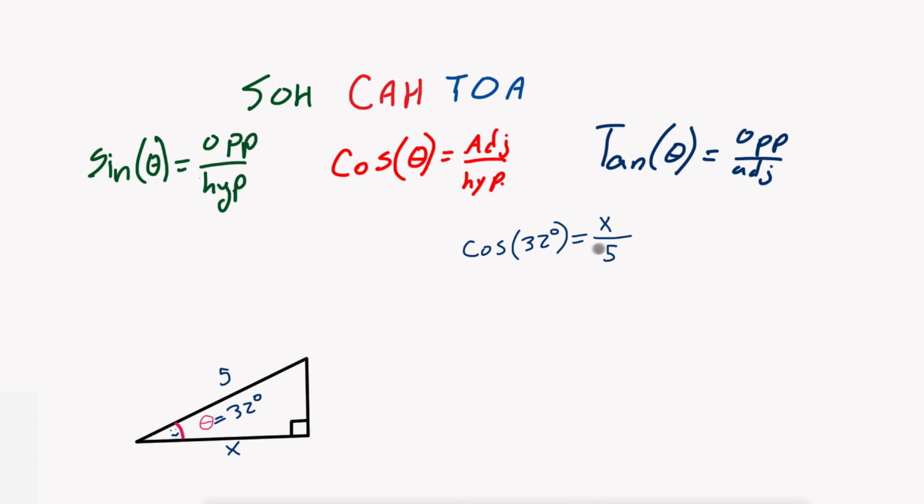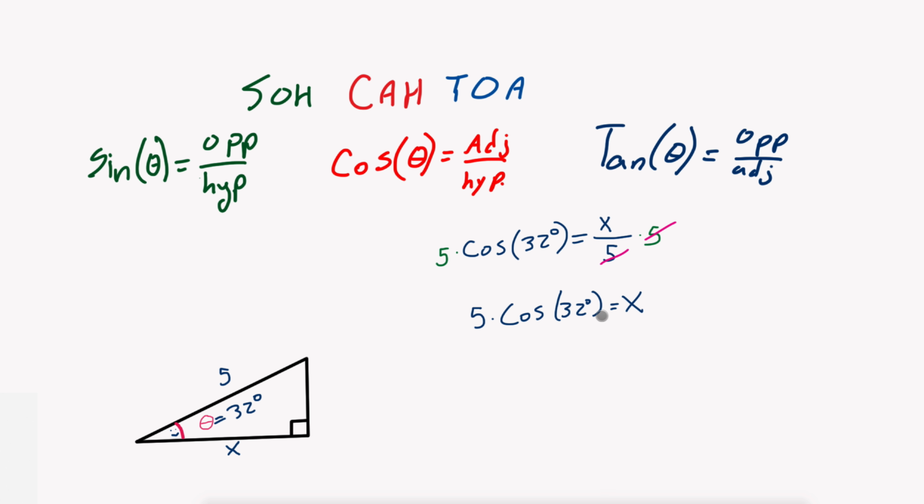With common algebra, we're going to multiply by 5 on both sides to clean it up and get x by itself. When we do that, these 5's cancel out, but on this side the 5 remains. So we will keep that 5. So 5 times cosine of 32 degrees is equal to x. What we're going to do is plug this equation into our calculator.